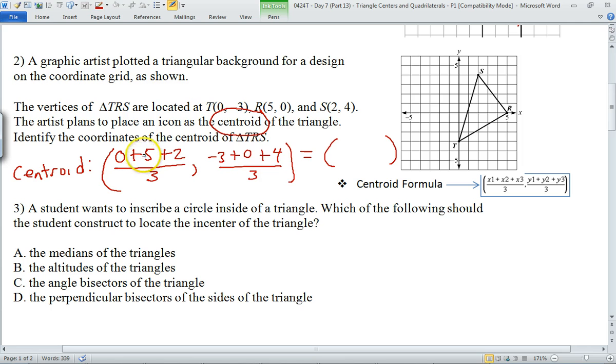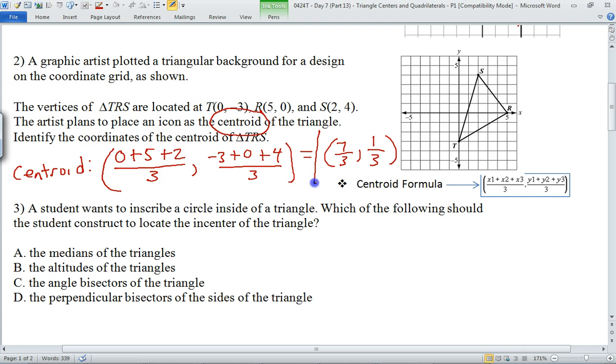Well, 5 plus 2 is 7. Let's just leave it as a fraction. Don't make a decimal. So that will make 7 over 3 the x value of my centroid. Let's see. If I do negative 3 plus 4, that's 1. So that'll be 1 over 3.